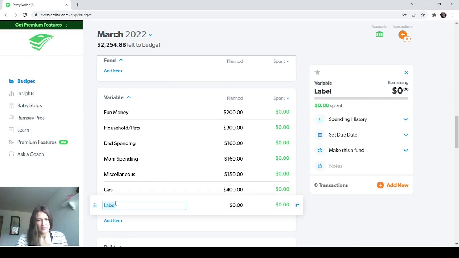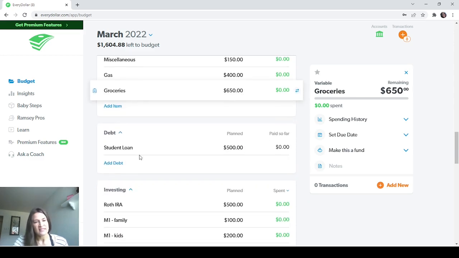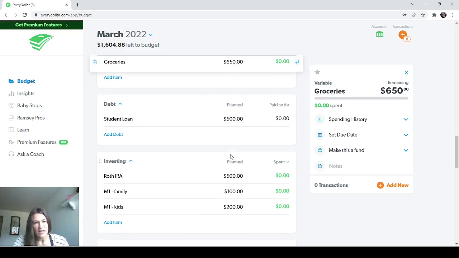And so it's groceries, and for 2 weeks we would budget $325. Since this is a monthly budget, I'll times that by 2, so that means $650. And that's what I did with all of these other categories. Next is debt. This is my student loan. It's housed within my HELOC, and that gets $500.